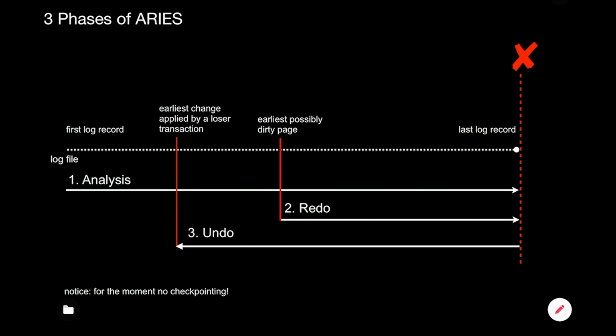Not in ARIES. ARIES redoes everything. And the answer to that is it's more efficient and it's actually easier in the algorithm. And then there's a third step.